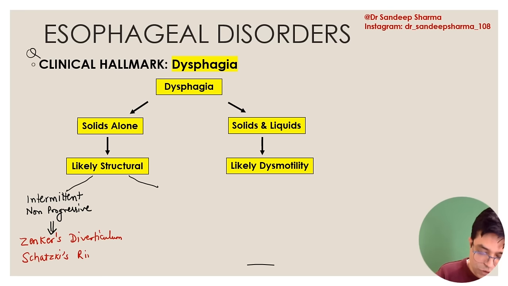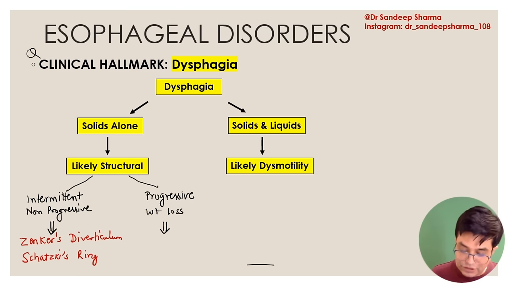So these are the 2 possibilities you will consider. In case the MCQ is saying that it is a progressive dysphagia and there is weight loss associated with the dysphagia, you will think of a likely structural cause, something which is malignant. So carcinoma esophagus should be suspected in these patients. So CA esophagus will be suspected, right?